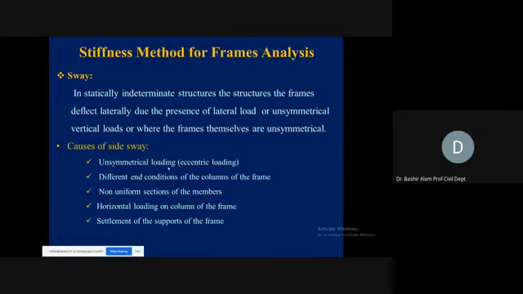Unsymmetrical loading. If you have unsymmetrical loading, like the loads are eccentric, they are not concentric, so the possibility is that there will be sway. Different end conditions of the columns of the frames. If the end conditions of the columns are not the same, let's say at one side we have a hinge support, but at the other side we have a roller support, or at one side we have a roller support, at the other side we have a fixed support, so unsymmetrical support conditions, then there is the possibility of side sway.